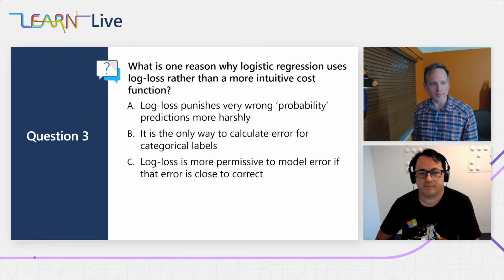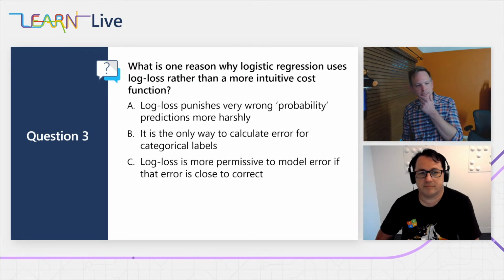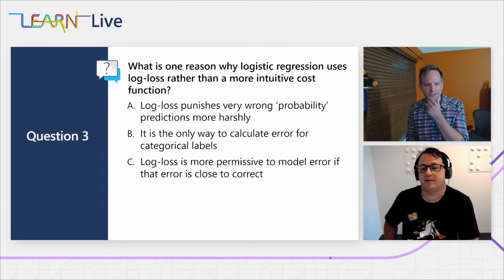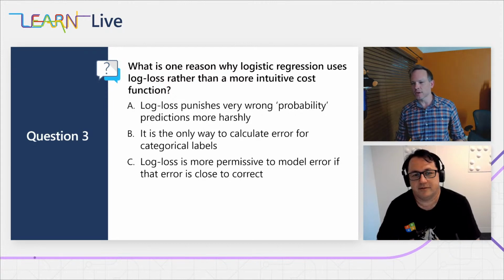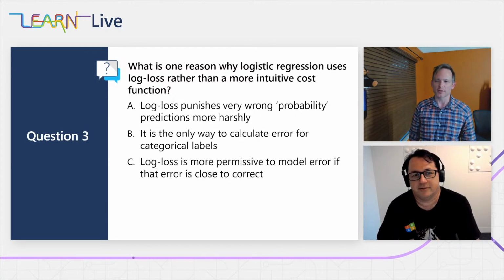So how about A, log loss punishes very wrong probability predictions more harshly? That is more correct, but I somehow missed this before, and I'm just going to be real honest with everybody right here on live TV. I think both A and C have some validity. So I'm looking over at the answers, and we're going to go ahead and call this 100% correct again.